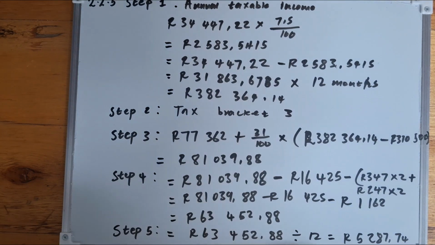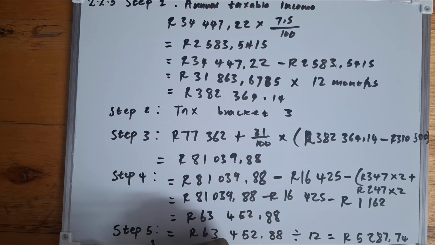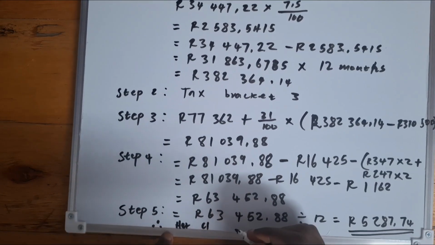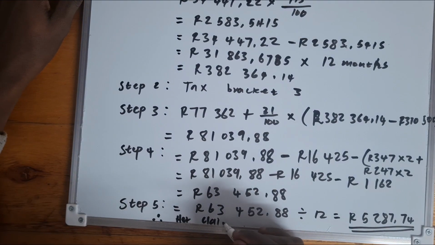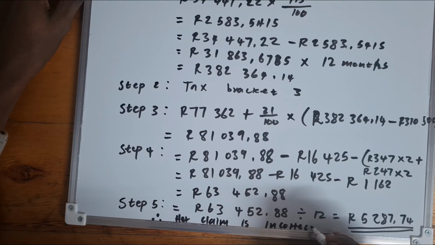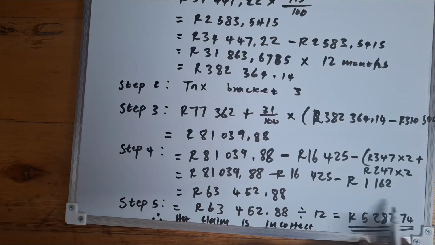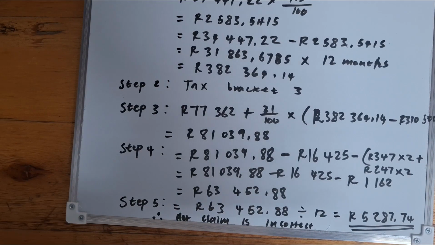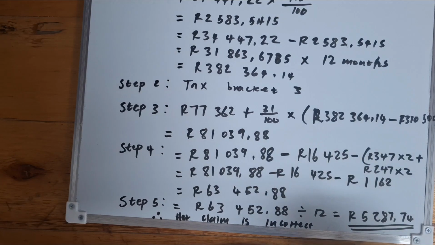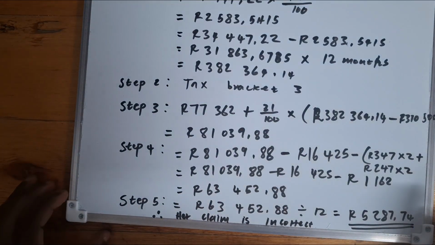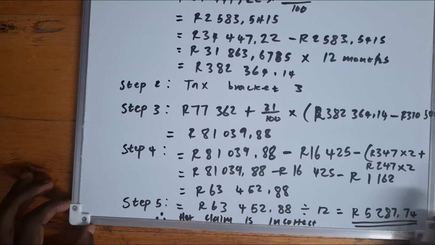According to her claim, we can conclude, therefore, her claim is incorrect. It's incorrect because this is the amount of tax she pays per month, and it's not aligned with the one she claimed, which means that she is wrong, because according to our accurate calculations, 5,287 is the amount that she's going to pay. So this is how a tax rebate question is answered.